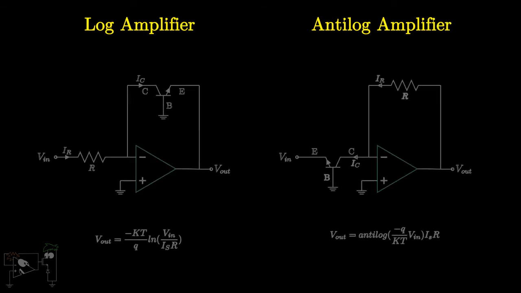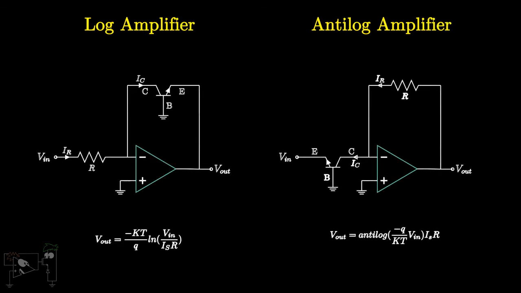Logs and antilogs are complicated mathematical functions which require a calculator to be computed. However, by simply using an op-amp and a BJT we have a circuit that gives the real-time logarithm of an analog signal. That's all for this video.